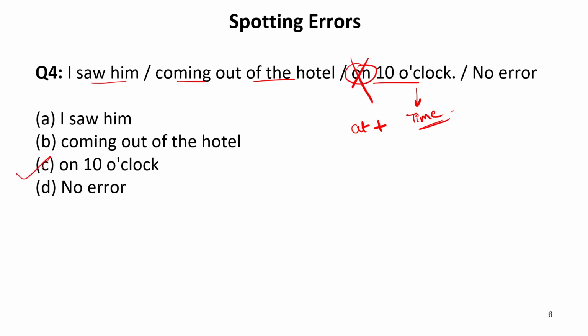Therefore, the error is in part C because this on is written in part C. On should be replaced with at. Though we need not rectify the sentences, we have only to tell which part contains the error. Therefore, our answer is C. Now, sometimes it might happen that we know that this part contains the error, but we do not know what will be the rectification. In this type of situation, these spotting errors are very helpful because we need not rectify them. We just have to select that particular option that contains the part which is grammatically incorrect.